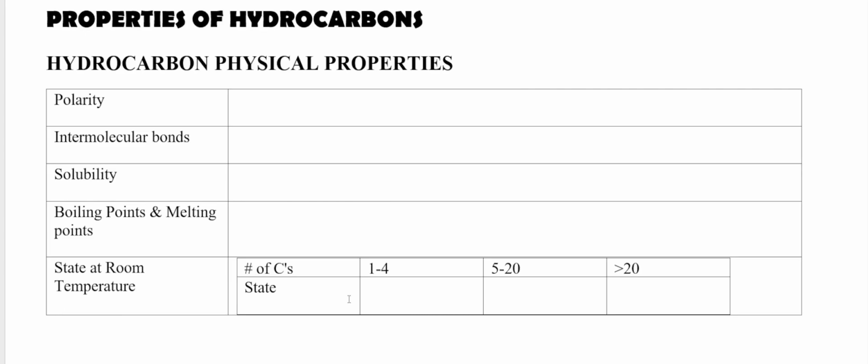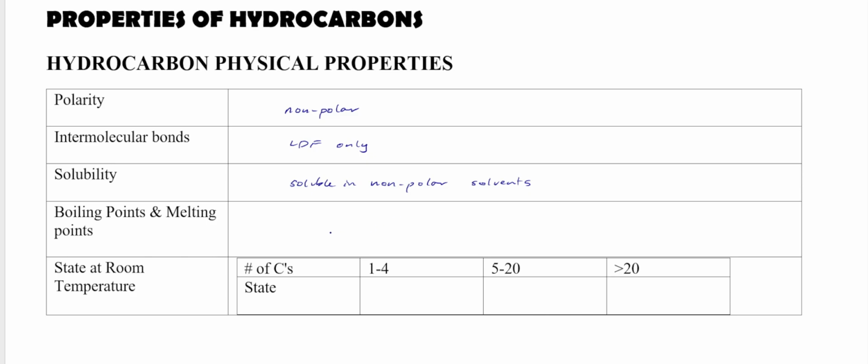In this video, we're going to look at properties of hydrocarbons and also reactions of hydrocarbons. So let's start with hydrocarbon physical properties. The polarity of hydrocarbons is nonpolar. It's only made up of carbon and hydrogen. Intermolecular bonds are London dispersion forces only. And the solubility is soluble in non-polar solvents.